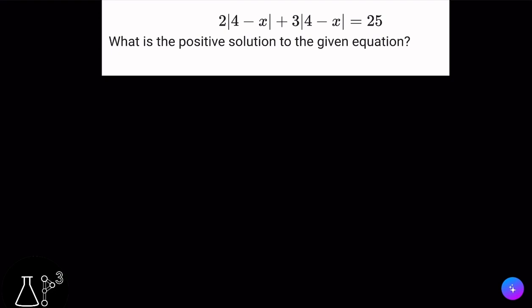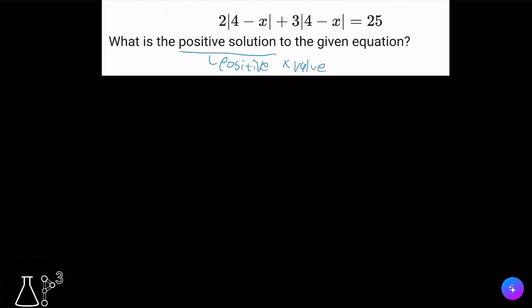The question asks the following: what is the positive solution to the given equation? We're given 2 times the absolute value of 4 minus x, plus 3 times the absolute value of 4 minus x, which equals 25. And they're asking for the positive solution, or the positive x value.